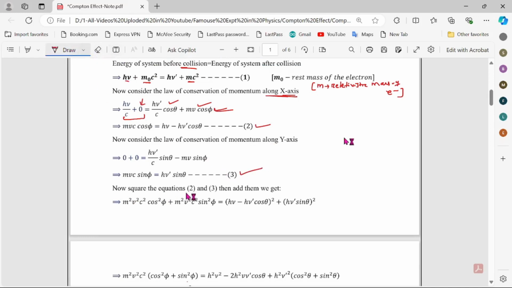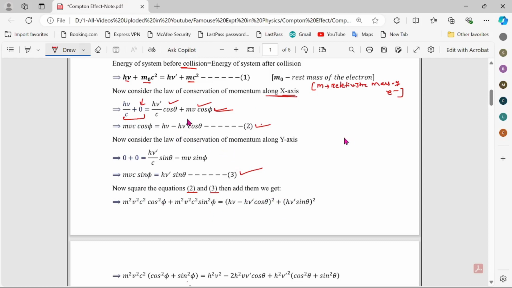Now squaring equation number 2 and 3 and then add together. Here this is your equation number 2 and this is your equation number 3. First square them, then add. If I square, this will be m square v square c square cos square phi, and this will be m square v square c square sin square phi.